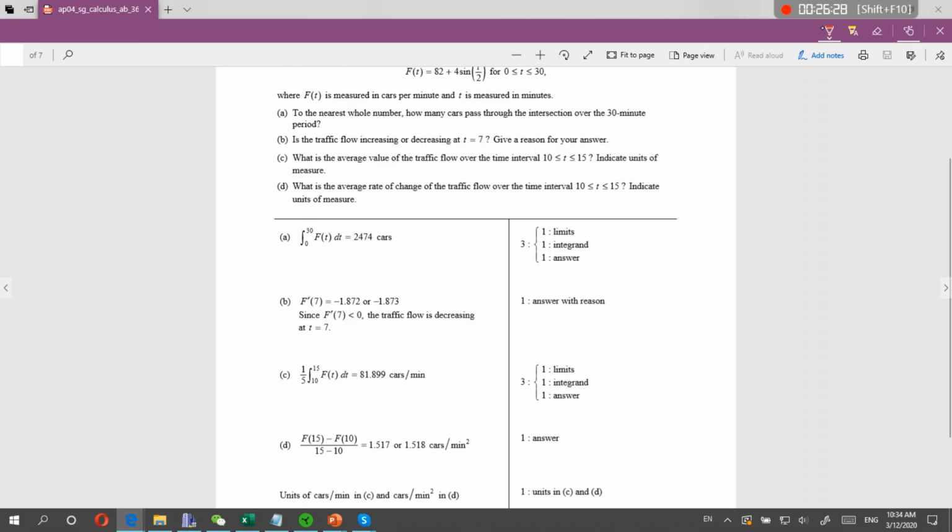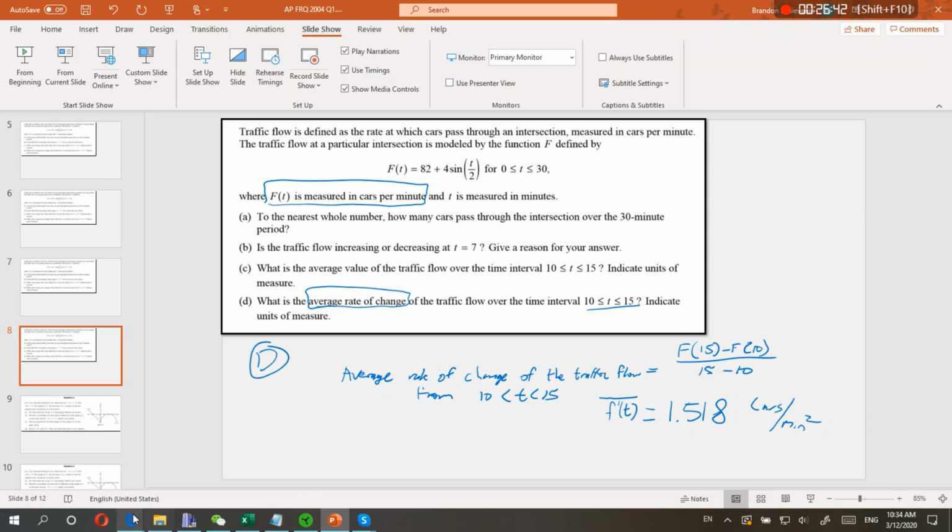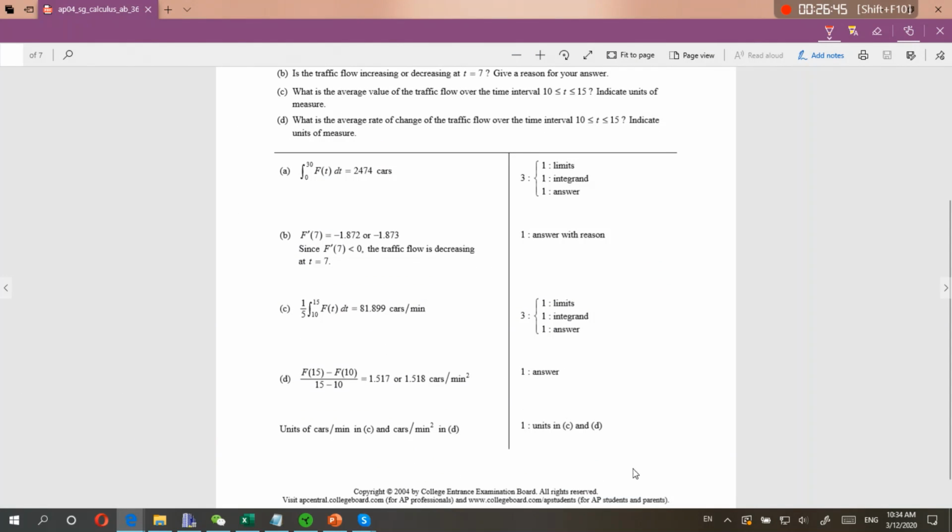That's good. 1 point for our answer for part D, 1.517 or 1.518 cars per minute squared. I think we match. Yes. So we're okay there. Then last one are the units for both C and D, cars per minute and cars per minute squared, which we're okay in. Okay, so we get full credit for that.